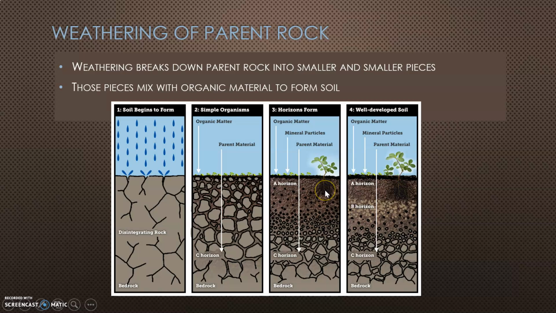smaller and smaller. And then in picture 4, you'll have a well-developed soil. So it has everything from 1, 2, and 3, and you'll notice it has a B horizon. So the horizons are clearly defined in this stage of the well-developed soil.